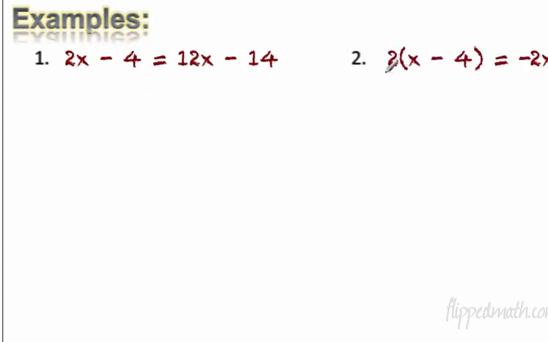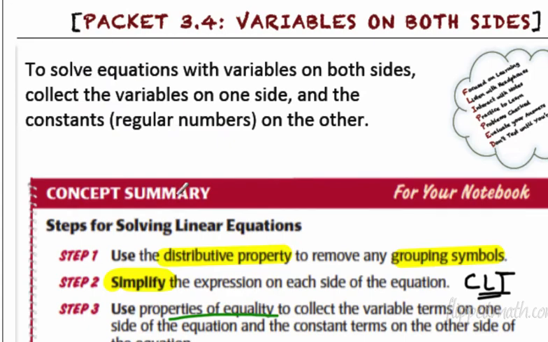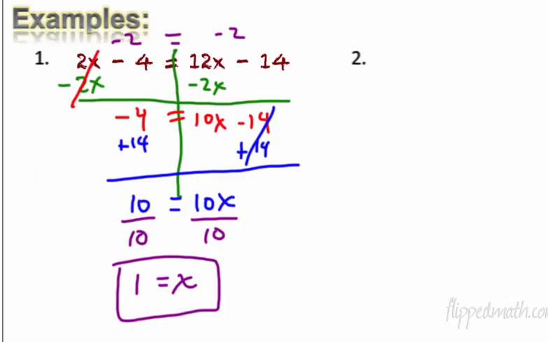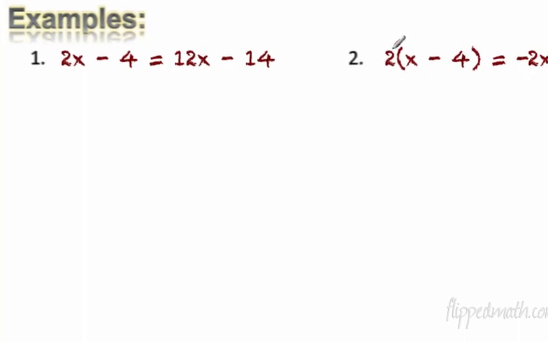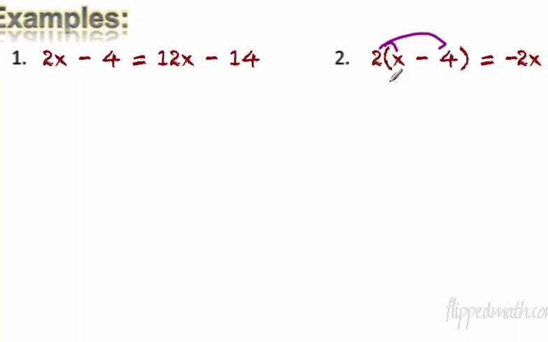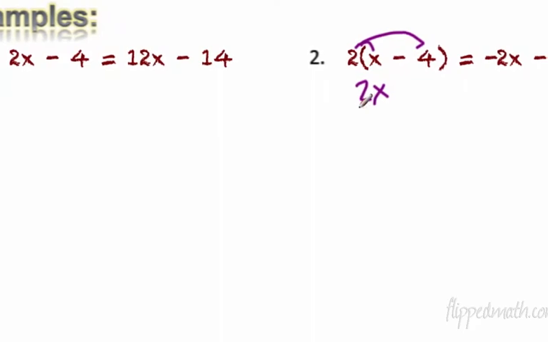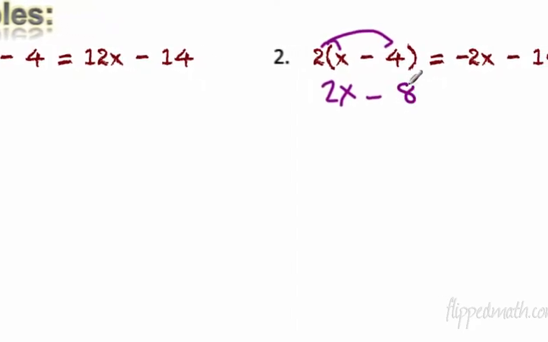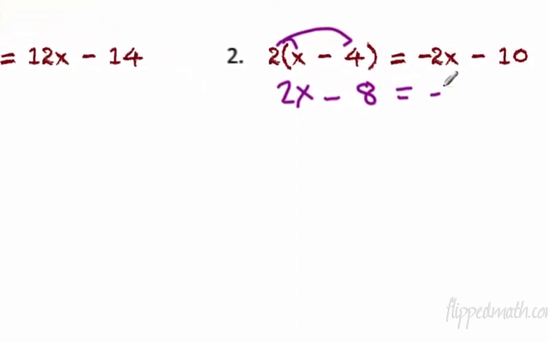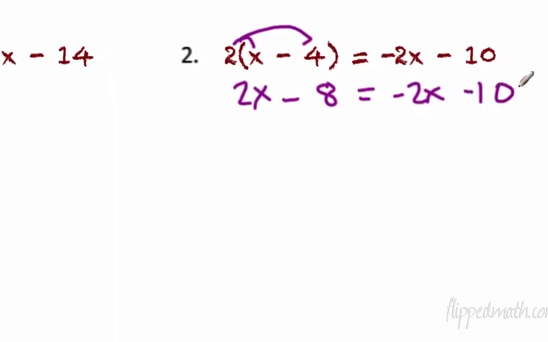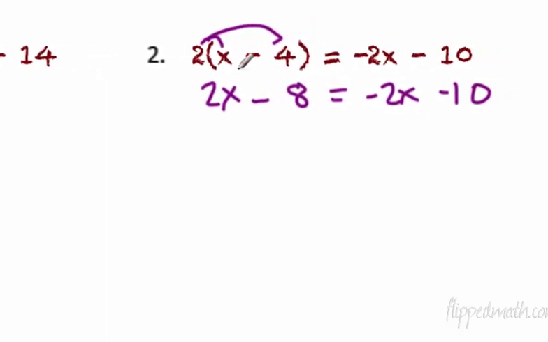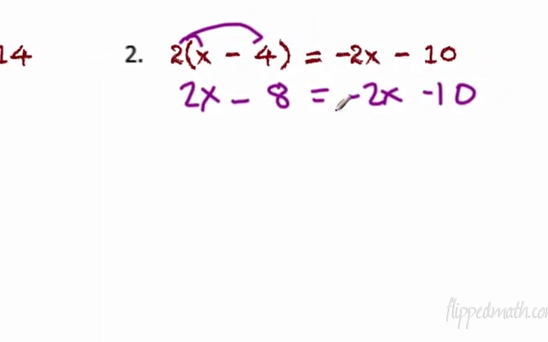Number 2, we're looking at 2 times the quantity x minus 4 equals negative 2x minus 10. I'm going to go back to those steps that we gave you. Step number 1 says use the distributive property. So that's what we're going to look at first here. Whenever you can distribute, it makes your life so much simpler. So we're going to get 2 times x is 2x, minus 8 equals, we get negative 2x minus 10. All right, that's what we get after we distribute. The right-hand side stays the same.